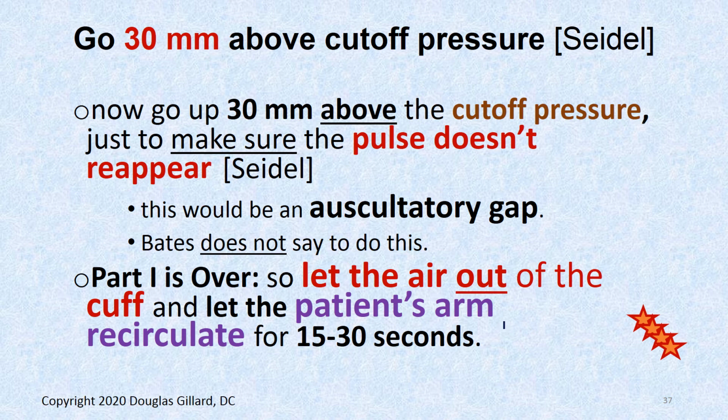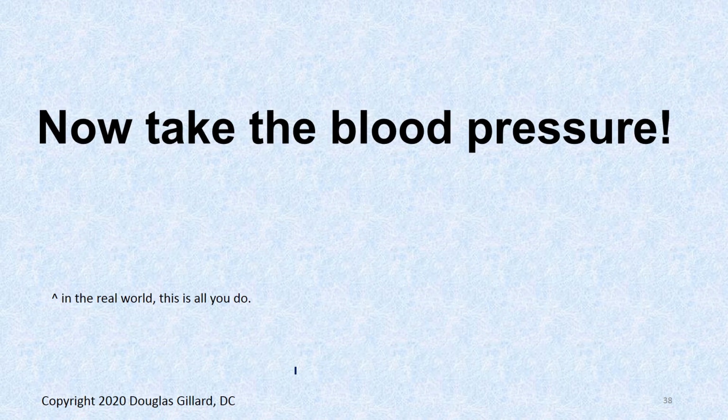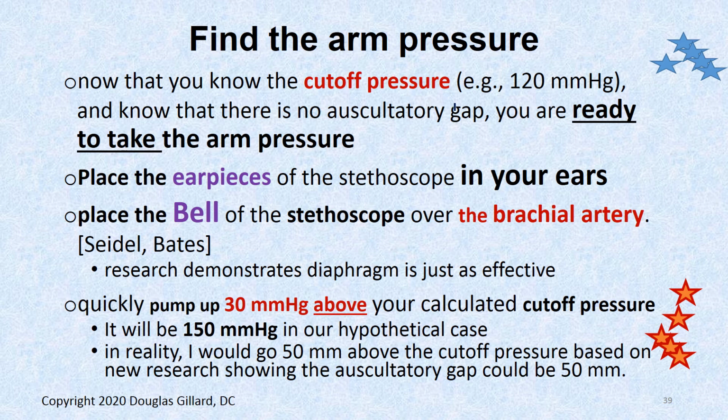Now this is where our two techniques differ. You would just keep right on going with the school's technique. But if you're going to go strictly by the boards, you let the air out of the cuff and you let the patient hang out for 15 to 30 seconds. Ask them how the wife and kids are doing. While you're getting ready, get your stethoscope ready to go. So now we're going to take the blood pressure. We already know the cutoff pressure is 120. We know there's no auscultatory gap if you already went up to 150. But you know your target is 150.